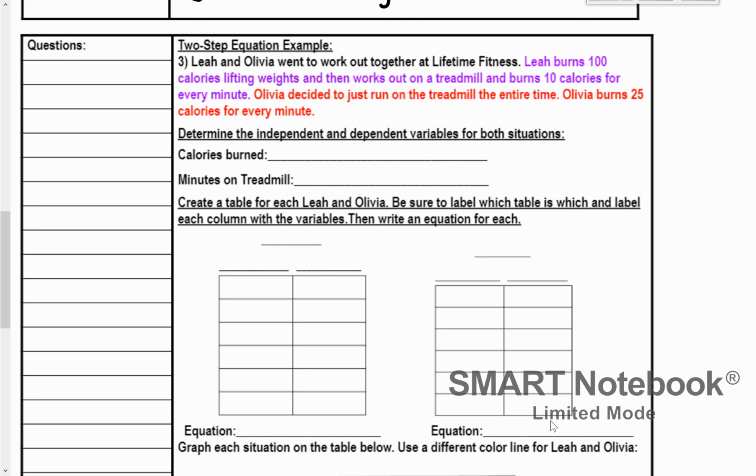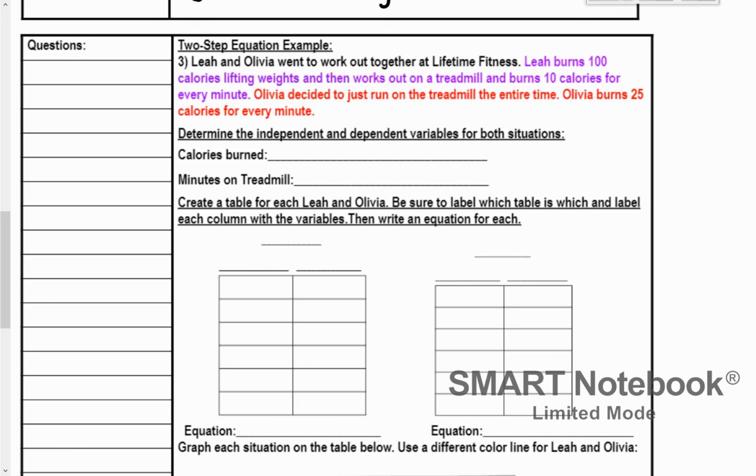Leah and Olivia went to work out together at Lifetime Fitness. Leah burns 100 calories lifting weights and then goes to work out on the treadmill and burns 10 calories for every minute. Olivia decided to just run on the treadmill the entire time. So she's burning 25 calories every minute.